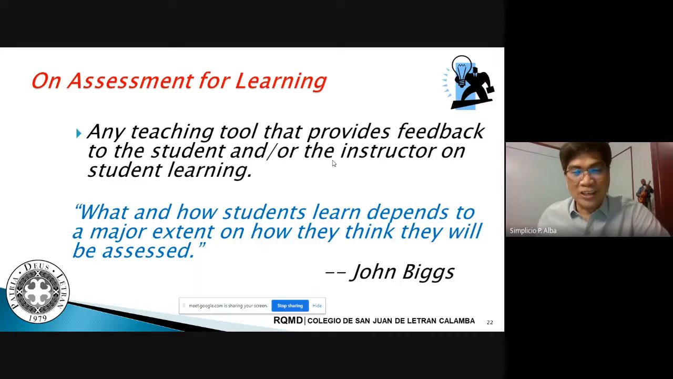By the way, what are assessment activities for? For us teachers, assessment activities are provided to determine successful attainment of course objectives. According to John Biggs, what and how students learn depends to a major extent on how they think they will be assessed.